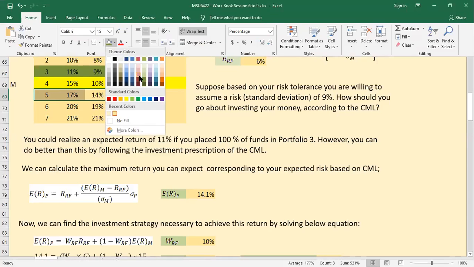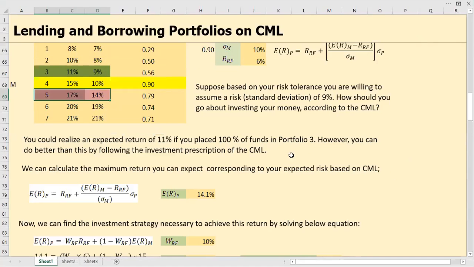As I said earlier, if you do not look at the possibilities on the capital market line, we will straight away go for this, because for 14% risk, I can always get a 17% return here. For a 14%, I can always get a 17% return here, right?